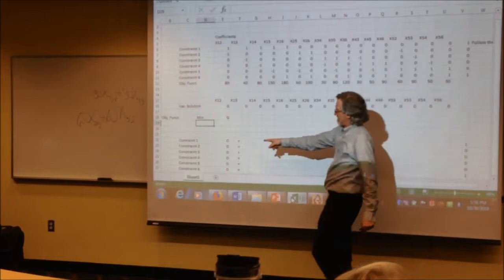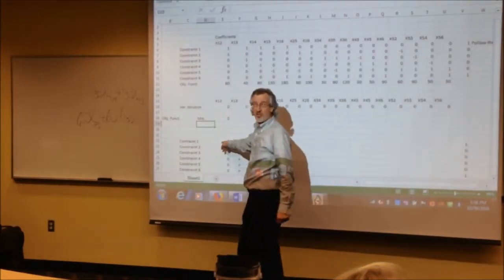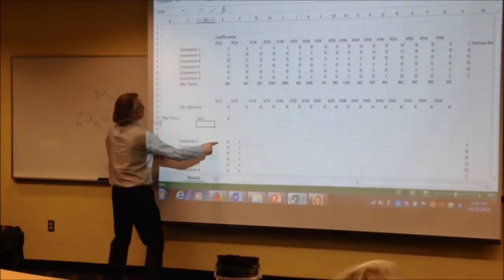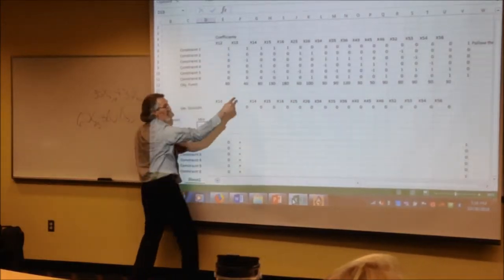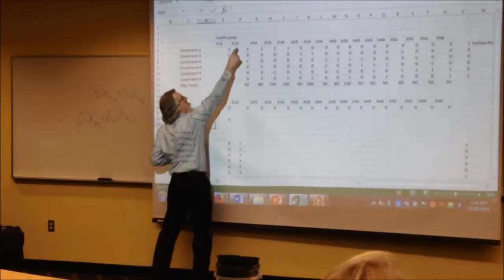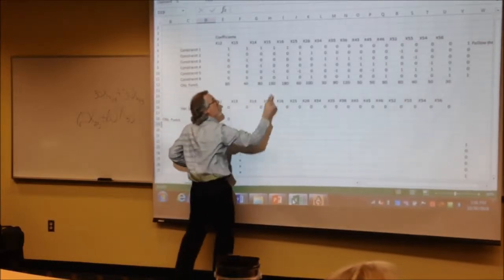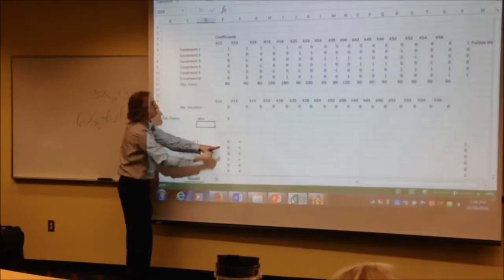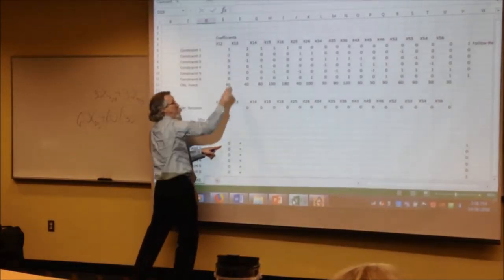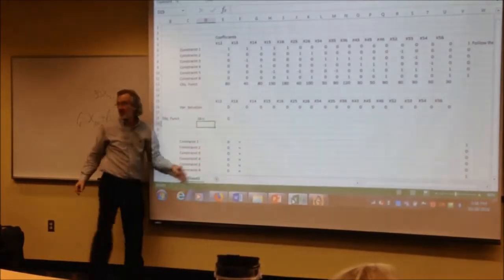Down here, all of these are just like all the ones we've had before this. This is constraint 1, so it's taking the optimal solution times that 1, plus optimal solution times that 1, plus optimal, and just adding these all together is the formula right there. Right here is the optimal solution times the negative 1. Optimal times the 0.